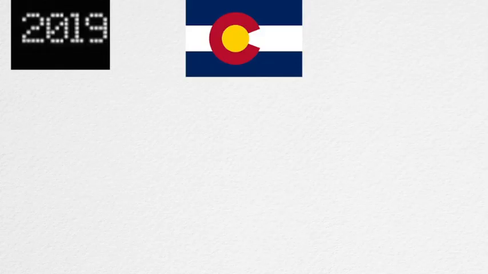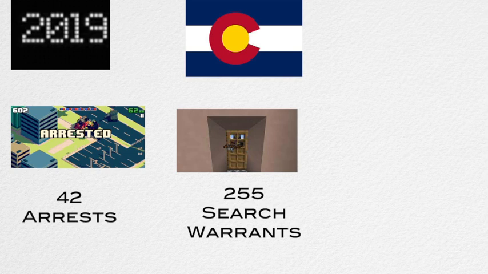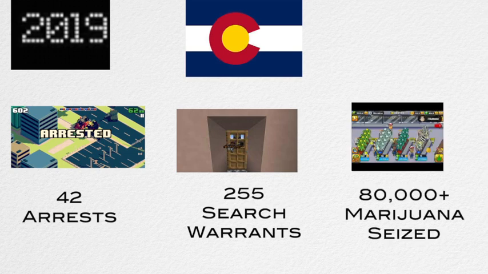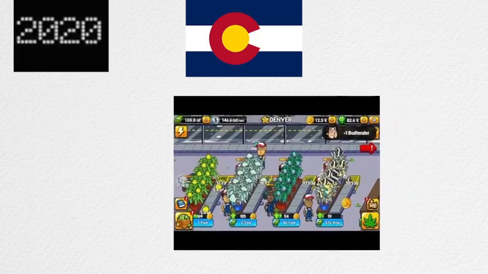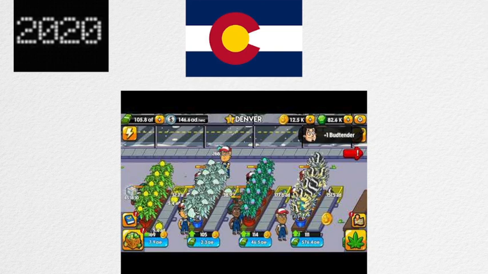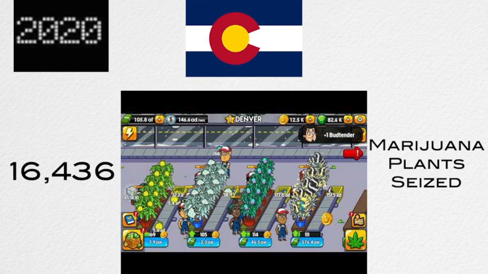In 2019, in Colorado, a huge illegal drug bust was commenced that led to 42 arrests, 255 executed search warrants, and over 80,000 marijuana plants being seized. Then in 2020, another illegal drug bust was commenced in Colorado that led to 16,436 marijuana plants being seized.